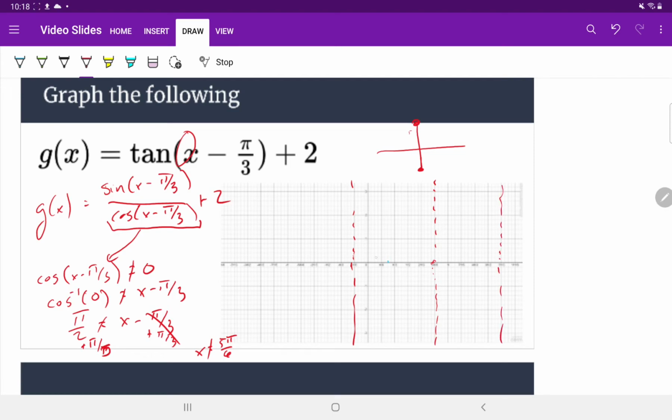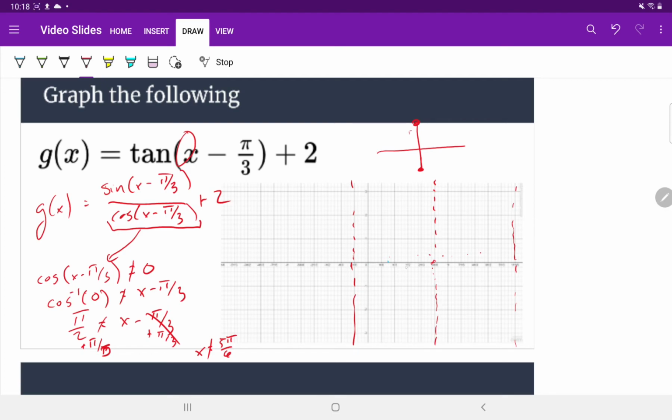Again, so let's just count, 1, 2, 3, 4, 5, 6. 1, 2, 3, 4, 5. Oh, need to move 1 over. Take me right to here. 6. Okay. And then, normally I have 0, 0 as an anchor point, but I'm going to move pi thirds over and up 2. So moving pi thirds over and up 2.